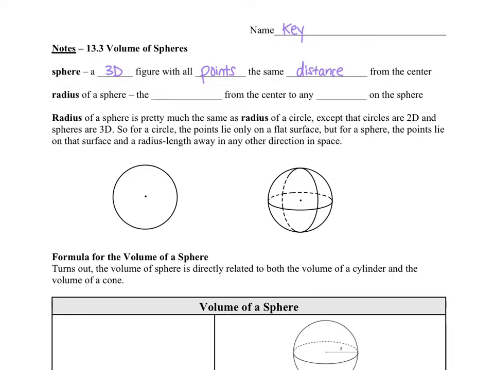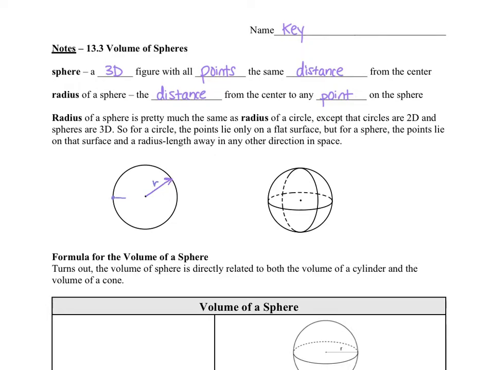So we have the center of the sphere, just like we have the center of a circle. So the radius is the distance from the center to any point on the sphere. So it's the same idea for a circle. For a circle, the radius is the distance between the center and any point on the side of the circle.